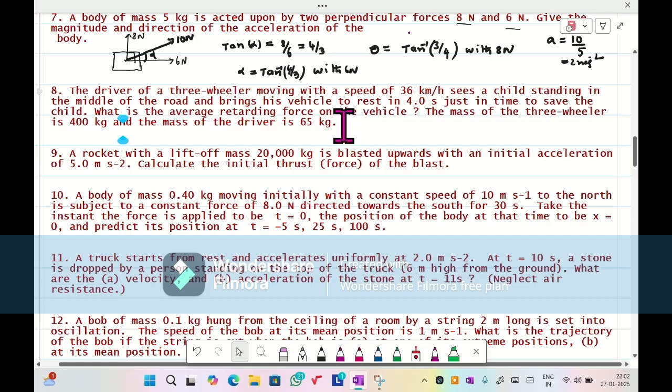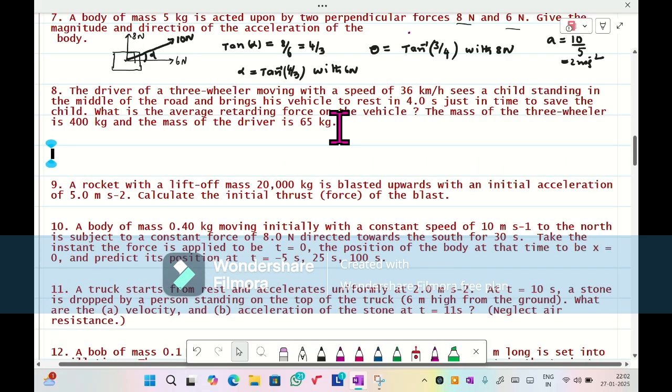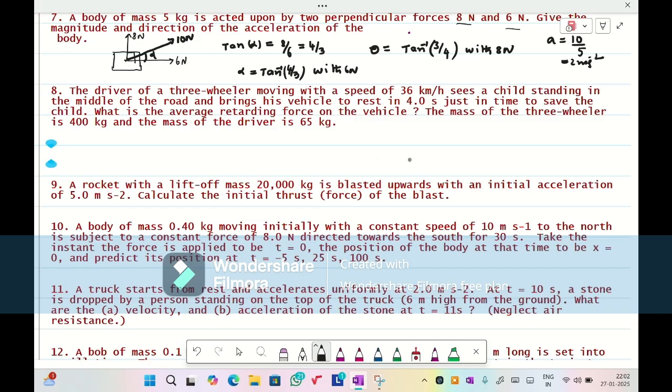Coming to next. The driver of a three-wheeler moving at a speed of 36 km per hour. So convert 36 kilometers per hour into meters per second. So u is equal to 36 km per hour, that equals 10 meter per second. The child standing in the middle of the road, he brings his vehicle to rest in 4 seconds. Therefore, time taken to stop is 4 seconds, meaning v is equal to 0.